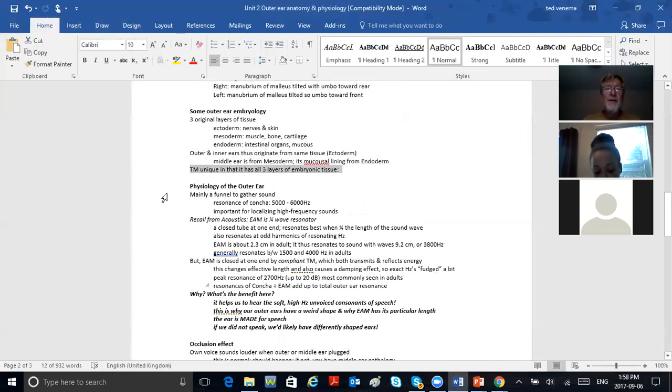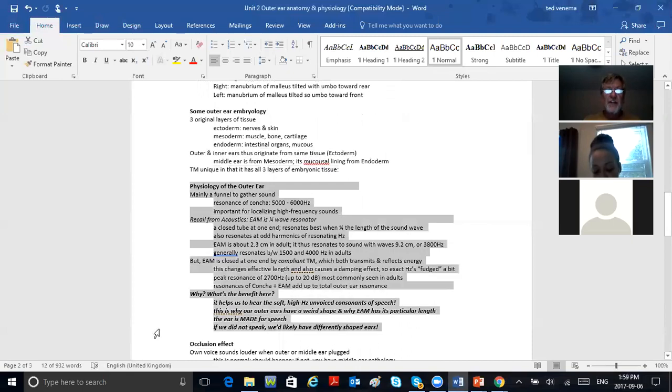Okay, now here's where we cut to the quick. Check this out. Now we're going to talk about where we were going to go in acoustics. Really wild. Your outer ear has the shape it does, as we said earlier in acoustics, so that it emphasizes the high frequencies of speech, the consonants.